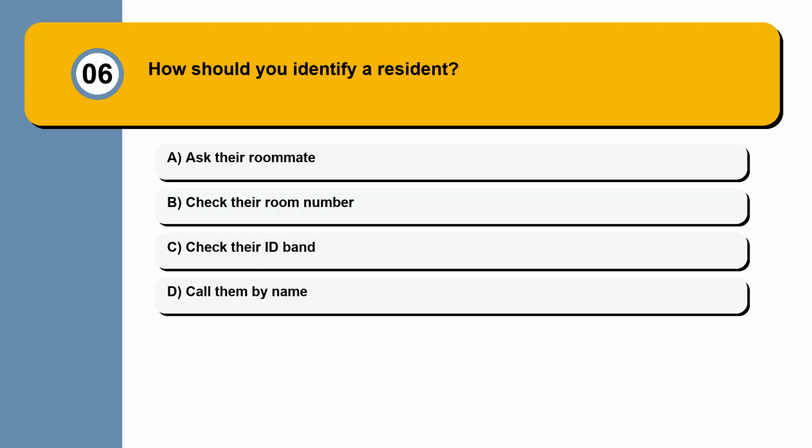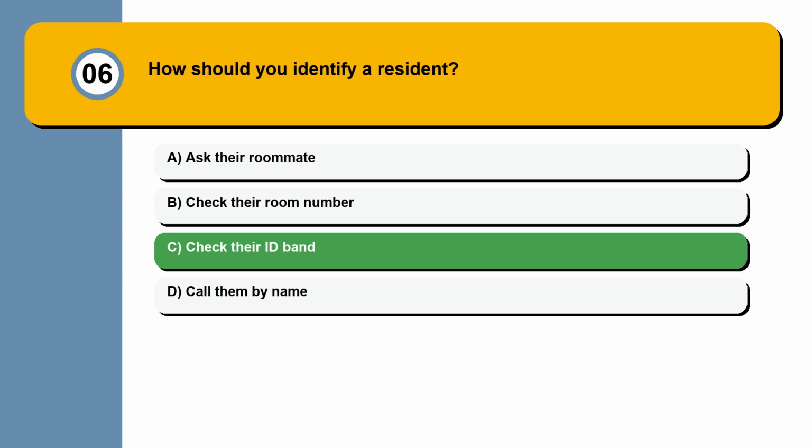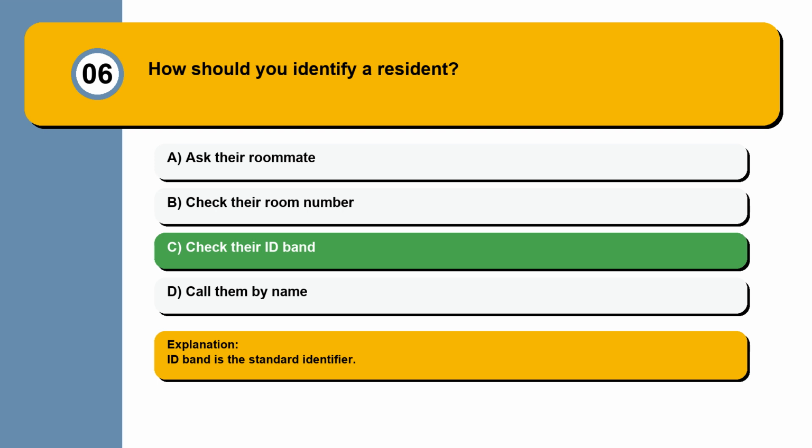Question 6. How should you identify a resident? Ask their roommate. Check their room number. Check their ID band. Call them by name. The ID band is the standard identifier.